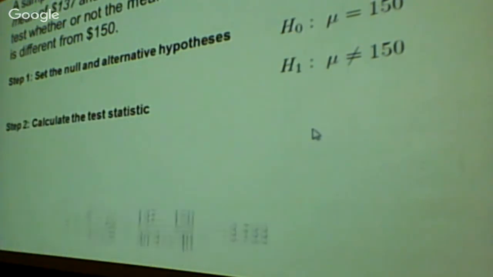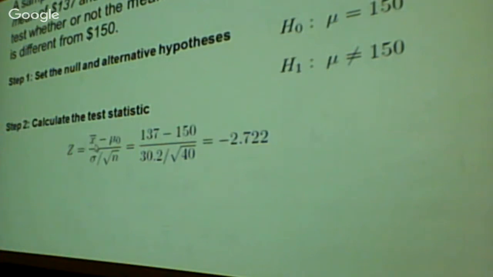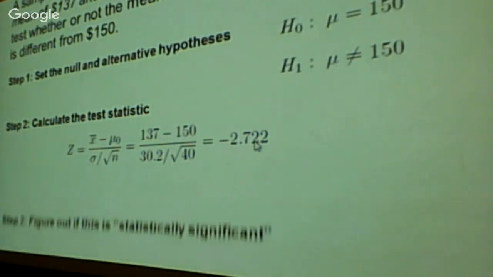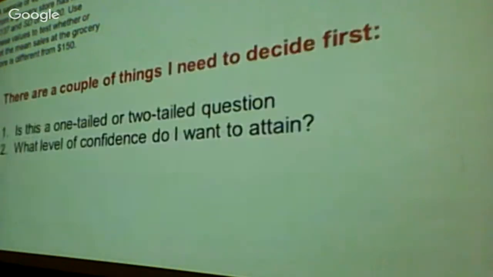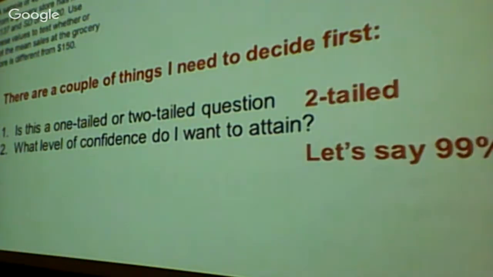So here's my test statistic. Plug in my z values. So we've got 137 minus 150, and I get minus 2. That's my final number there. What do I do with that number? Well, I go back to my distribution here. So a couple things I decide first. Is this a one-tailed or two-tailed test? It's a two-tailed test. We already said that because we don't care about direction here. We just care if it's different. So what confidence level do I want? I can choose whatever I want. But we're going to say 99% for this case. Yes?